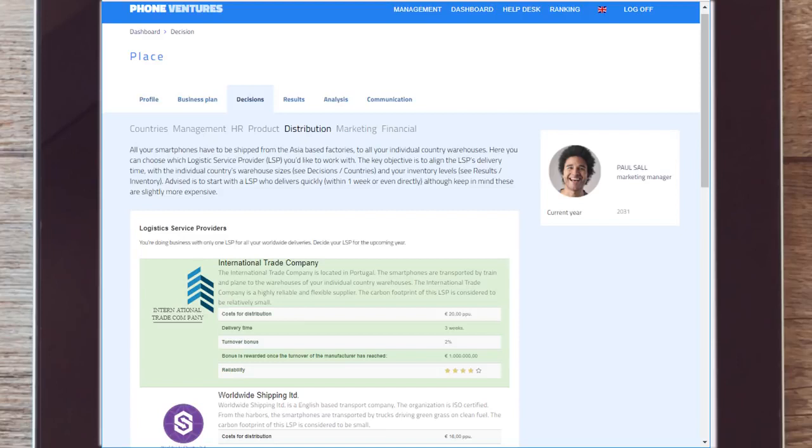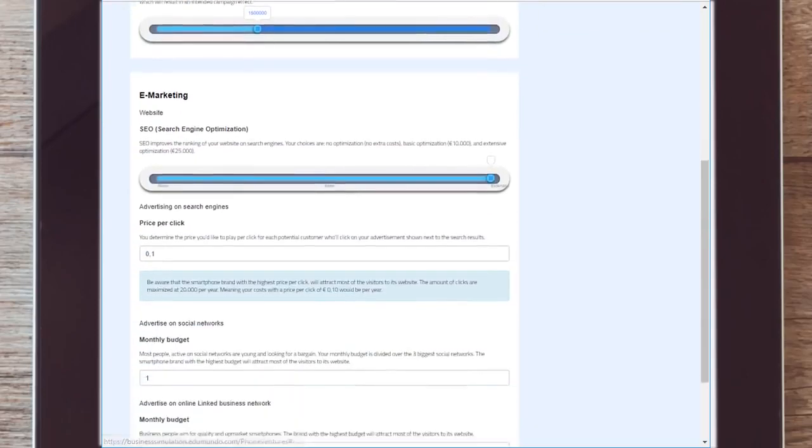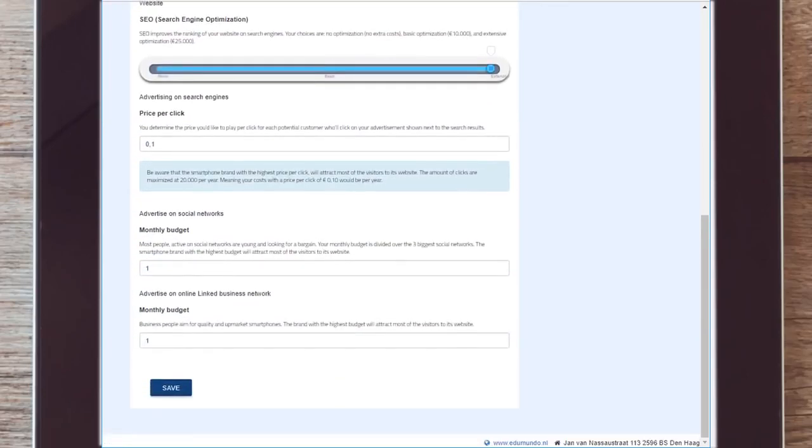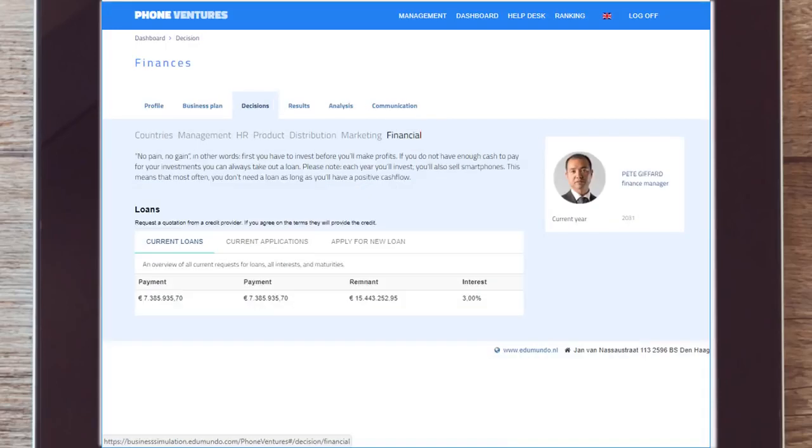A fine marketing campaign consisting of good marketing activities is essential to your company's success. Go to Marketing to determine your global online marketing strategy. Remember that your local marketing decisions on, for example, price, are done locally at the country decisions. Finally, you have to make financial decisions. For instance, when you want to invest heavily in your company and your own assets on the balance sheet are low, consider taking a loan.